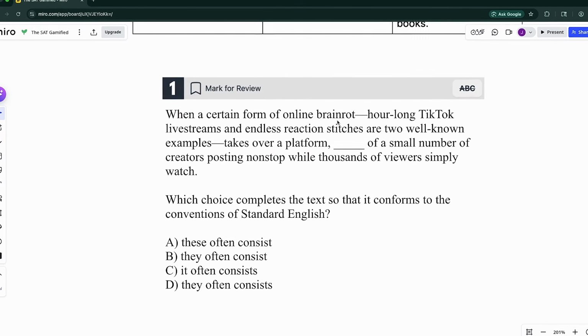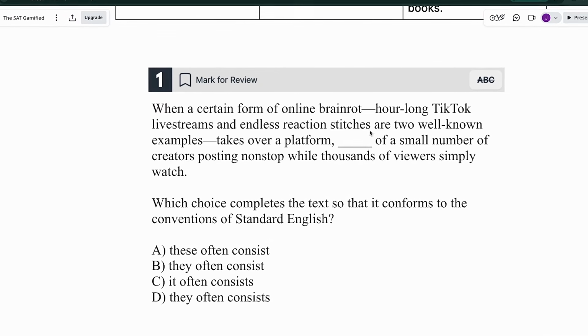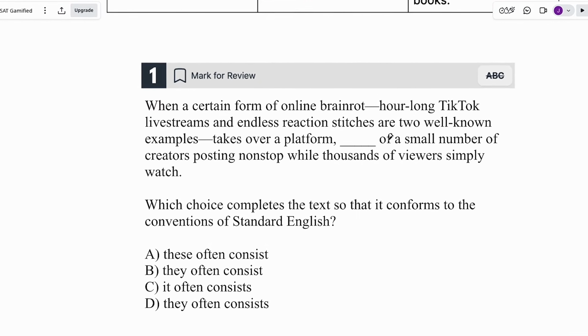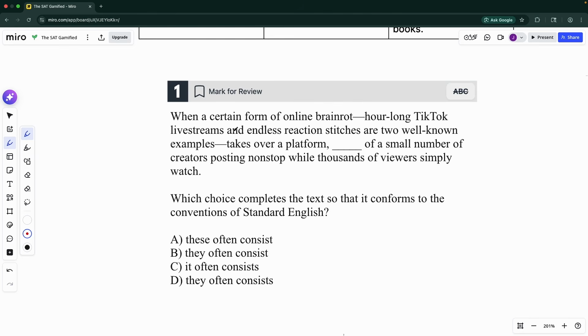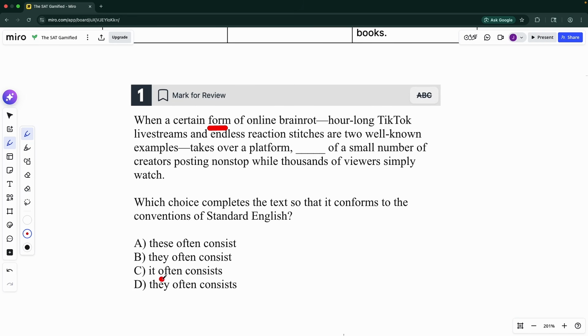When a certain form of online brain rot, hour-long TikTok live streams and endless reaction stitches are two well-known examples, takes over a platform, blank of a small number of creators. Okay, so it's talking about a form of brain rot. I know there's a bunch of words here, but form is what they're specifically referring to. So we have to find a singular pronoun. The only one that's singular out of these examples is it.